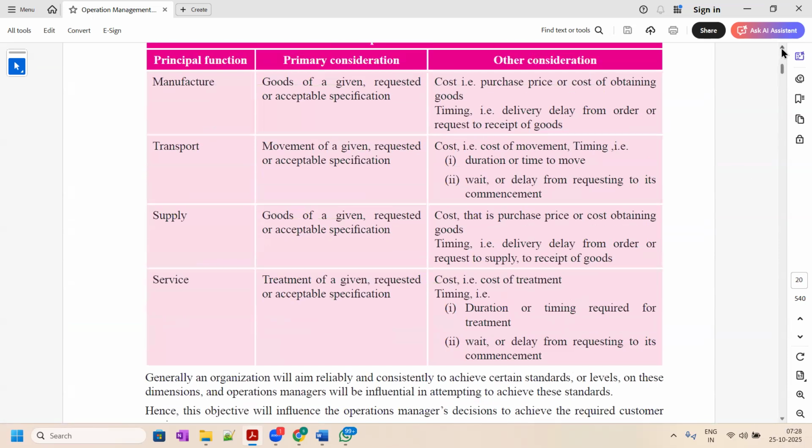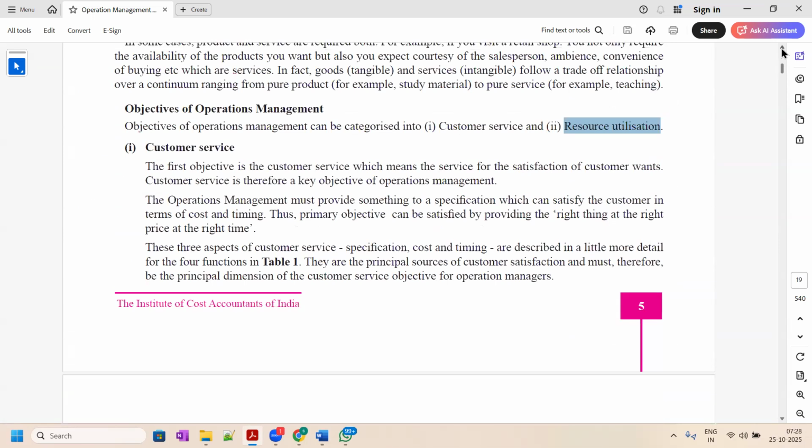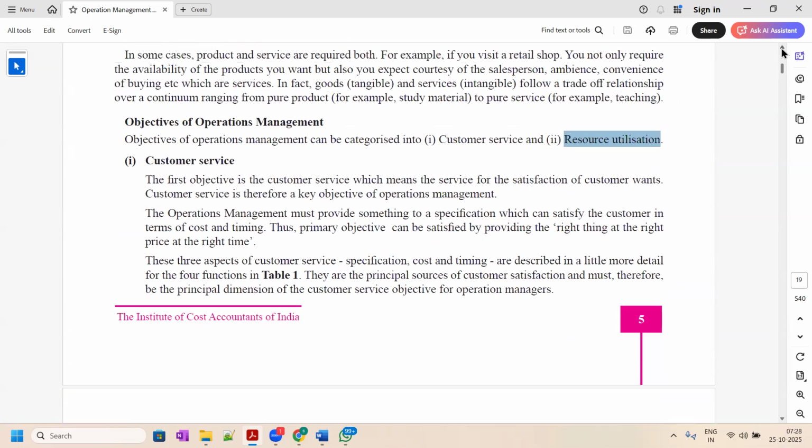I think these are all very simple, basic concepts which everyone knows. For exam purposes, you just need to memorize what operation management is, and memorize the objective of operation management. The two objectives are customer service and resource utilization. Customer service basically means satisfying customer needs and wants.